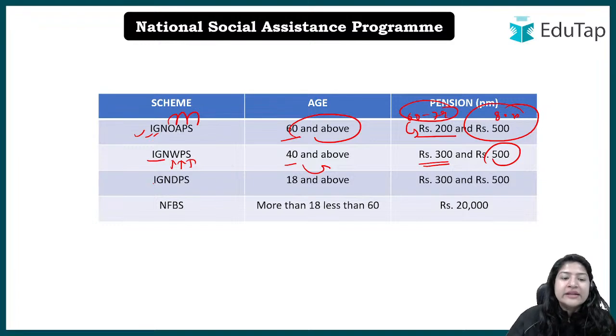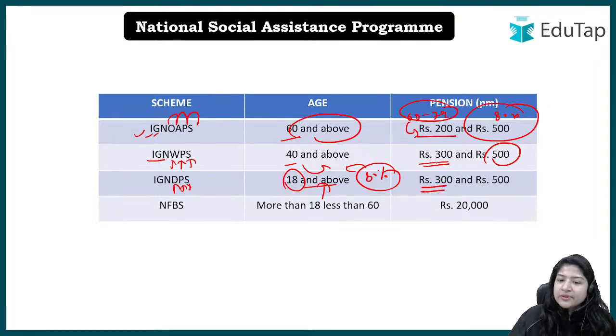Then the Indira Gandhi National Disability Pension Scheme. For them the first criterion for being a beneficiary was to be 18 years and above, ठीक है. And along with that, क्या criteria था दूसरा, that was to have 80% disability. ₹300 per month will be provided till the age of 79, and to the ones 80 years and above ₹500 will be provided, ठीक है.